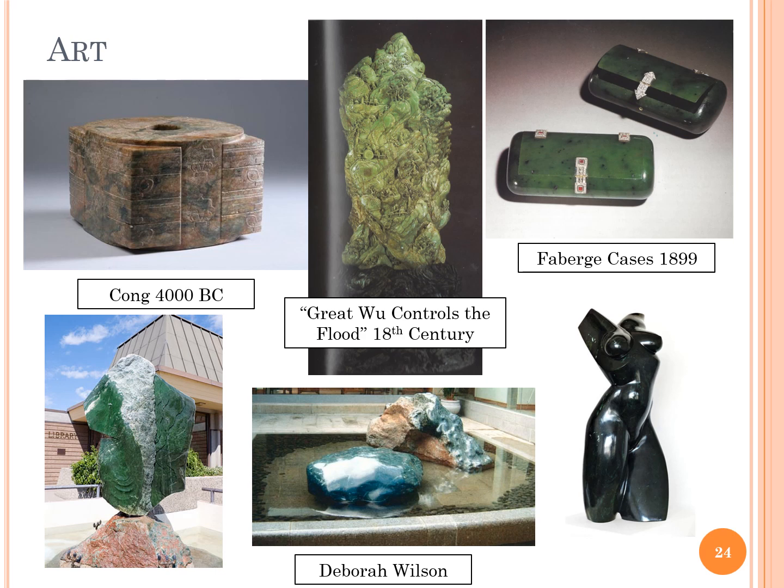But early in Chinese history, nephritic jade was used to make magnificent sculptures like this art form called a Kong from 4000 BC and all the way for thousands of years into making all sorts of different small and fairly large sculptures out of nephritic Chinese jade, including some lovely things like this great Wu controls the flood all the way from the 18th century, unbelievable detailed carving in jade. Fabergé used jade along with diamonds in the 19th century for eyeglass cases.